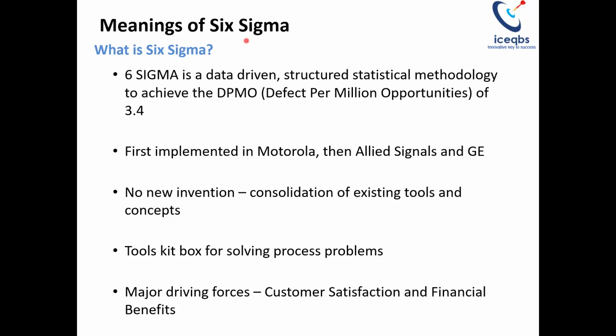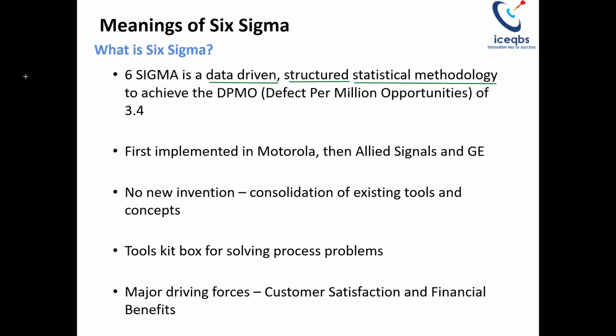Six Sigma is a data-driven, structured, statistical methodology to achieve defects per million opportunities of 3.4. So Six Sigma is a data-driven approach. When you do a Six Sigma project, you need to collect a lot of accurate data from the process, and you analyze this accurate data with the help of statistical tools. You find out the critical root causes and take permanent action on them. So it is a data-driven approach, and it is a structured approach.